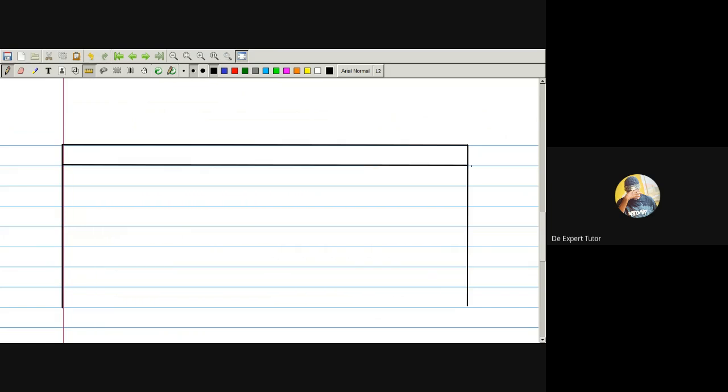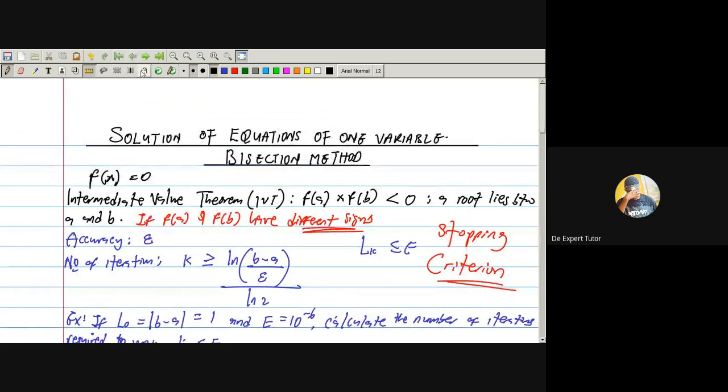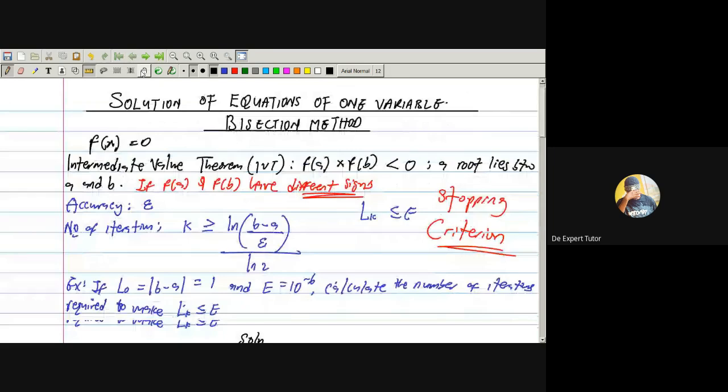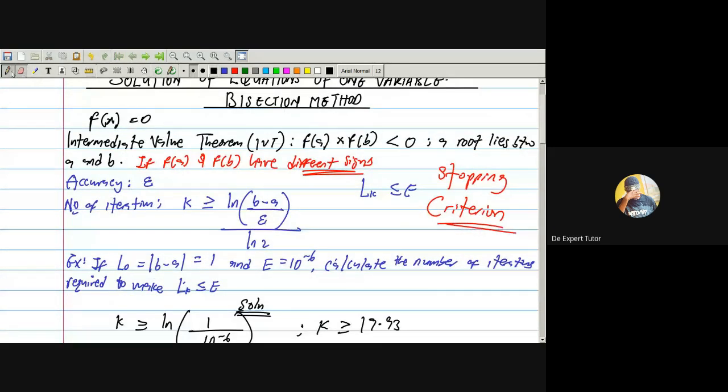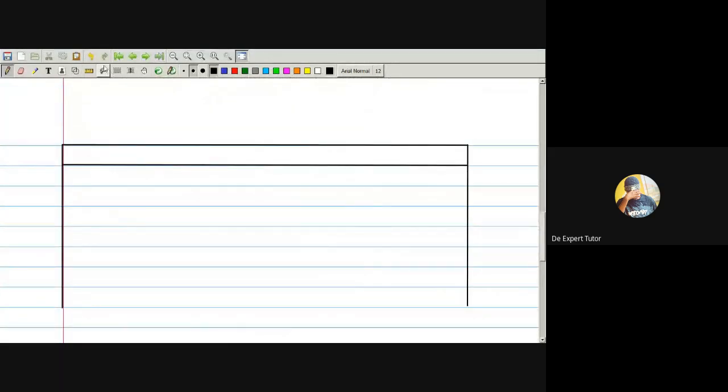When we calculate that number of iterations, I will not tell you the meaning of this stopping criterion yet. This first example is just to get the full idea of the bisection method. So for this part, you can see the number of iterations: 1, 2, 3, 4, 5, 6, 7, up to 10.